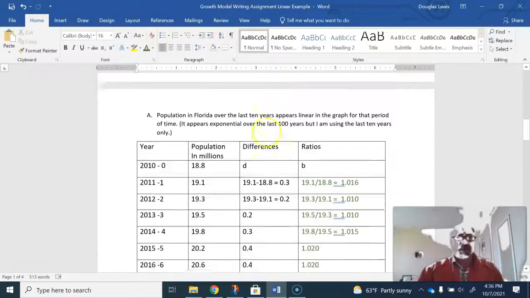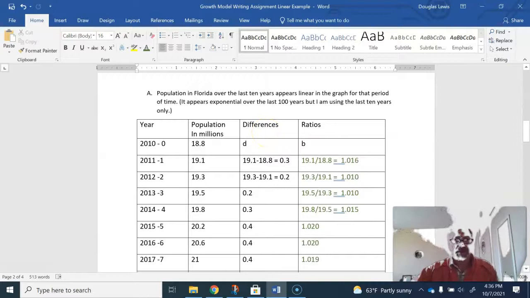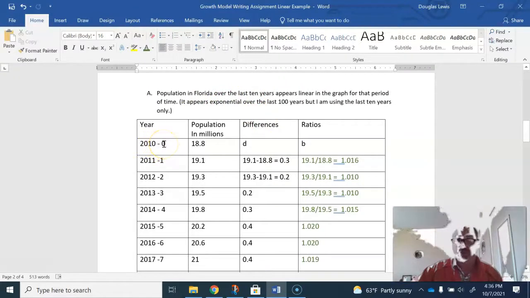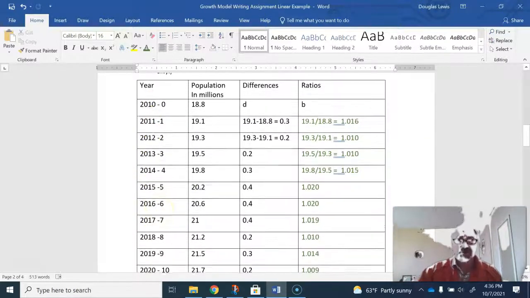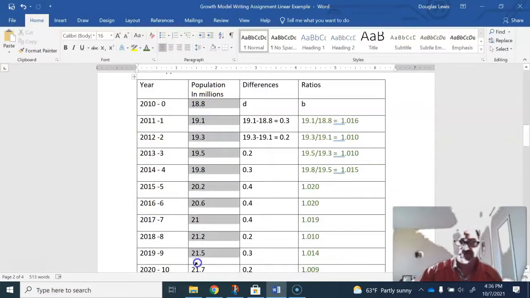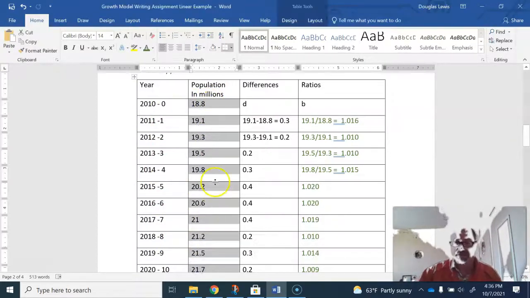So here we go. Like you saw, I put all the data in here. This is population in Florida over the last 10 years. I started at 2010, and I'm calling that year 0. 2010 is year 0, 2011 is year 1, 2012 is year 2, and so on. So I'm really going to use the values 0, 1, 2, 3, 4, 5, 6, 7, 8, 9, 10. In the population column, you can see I filled in all those values that came from the table and the graph.